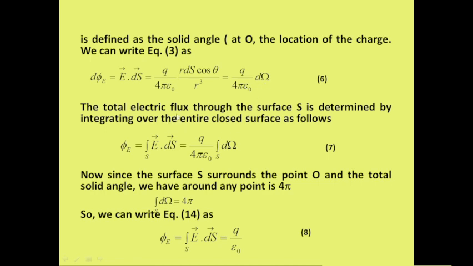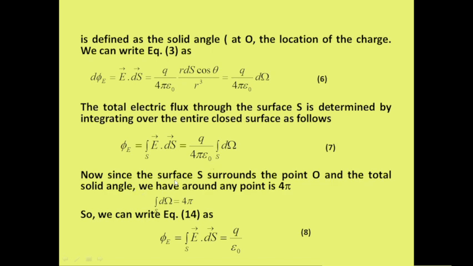The total electric flux through the surface S is determined by integrating equation 6. So integral of E dot ds, that is the total flux phi E, is equal to integral E dot ds equal to Q divided by 4 pi epsilon naught integral of d omega. We have taken the surface area.